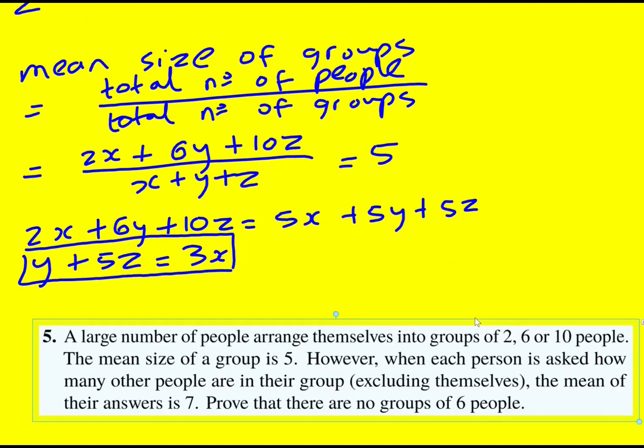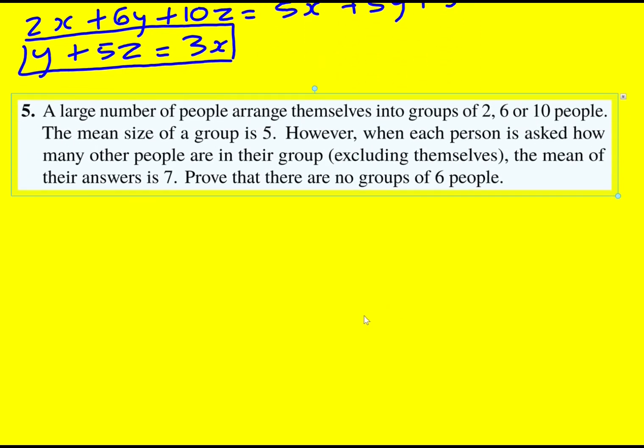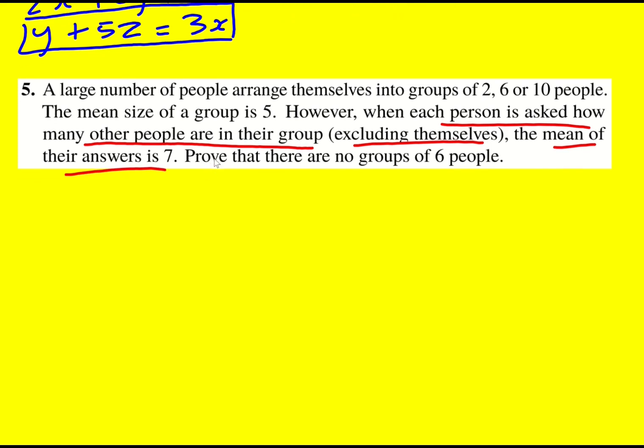Let's take a look at the other piece of information that we're given. And that was when each person is asked how many other people are in their group, excluding themselves, then the mean of their answers is 7. So we need to find out, like every single person was asked, and we need to find out all of the numbers that they said and then add them together.